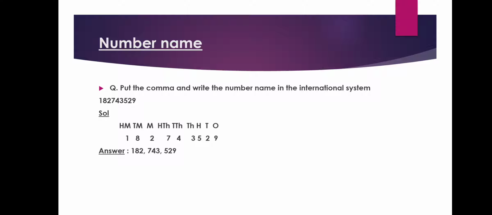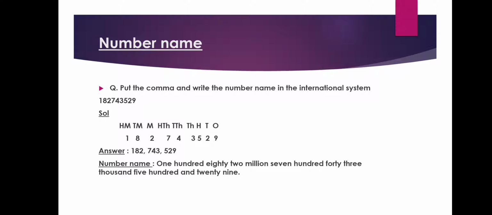So we have to make groups of 3, because in the international place value system each period has 3 place values. Okay, so this is how we will get the number name 182,743,529.